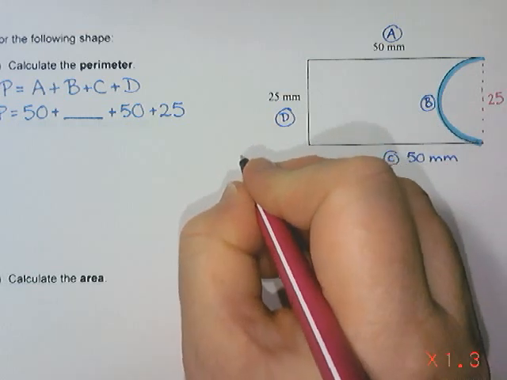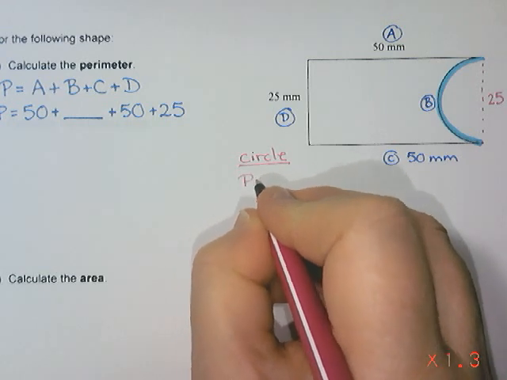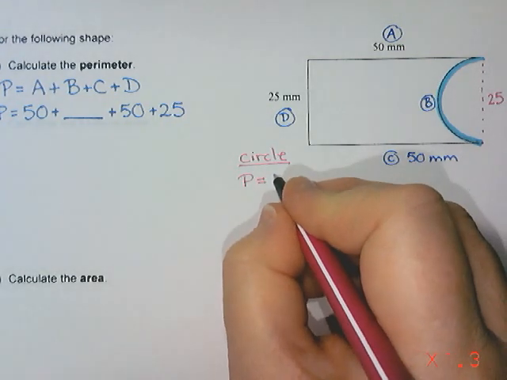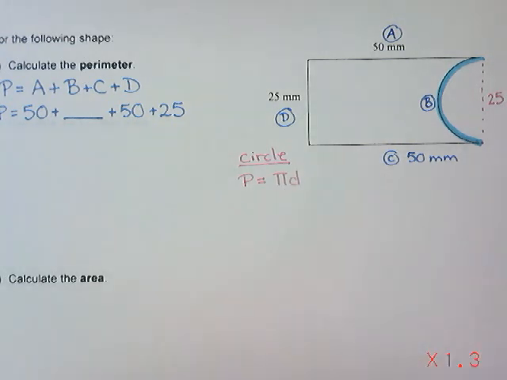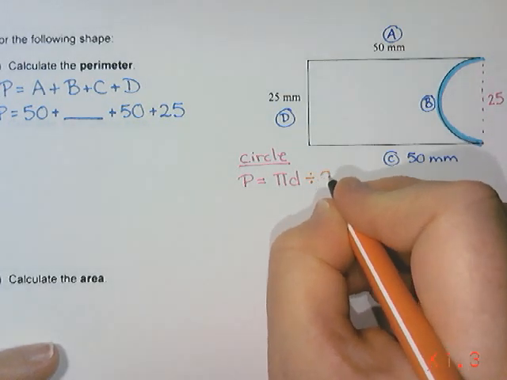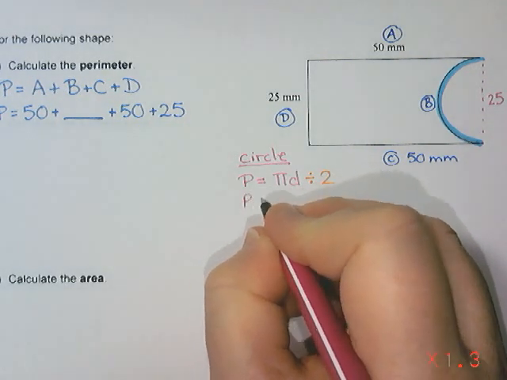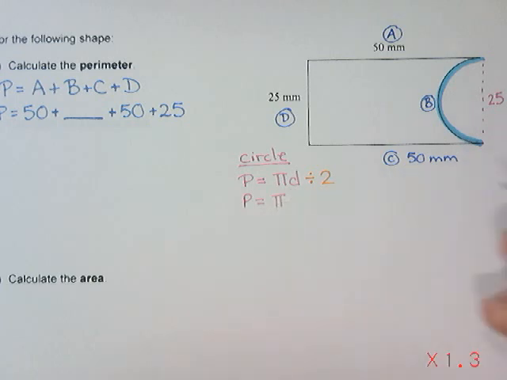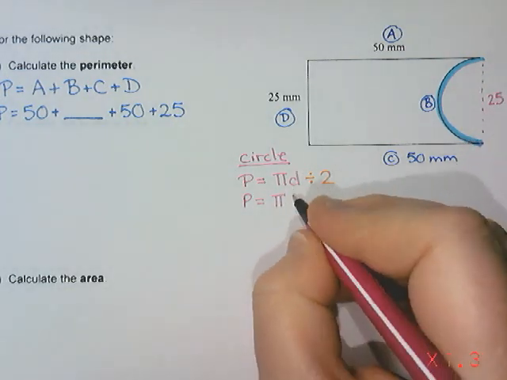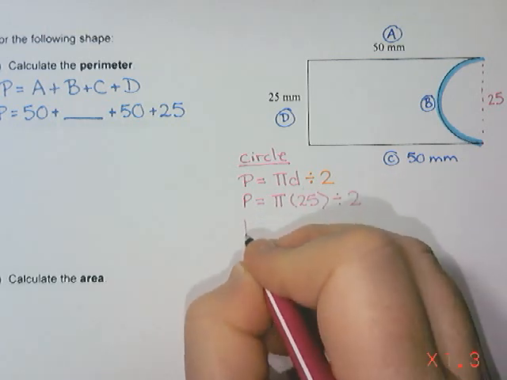So I think I'm just going to label that I'm doing this circle. And you can write C for circumference. I'm going to put P for perimeter is pi D. But that is a full circle. I don't have a full circle. I only have half of a circle. So I'm going to take that and divide it by 2. So my perimeter of my circle is going to be pi. You can use 3.14159, or I will be using the pi button on my calculator. My diameter, that's the distance across, is 25. And then we are dividing by 2.